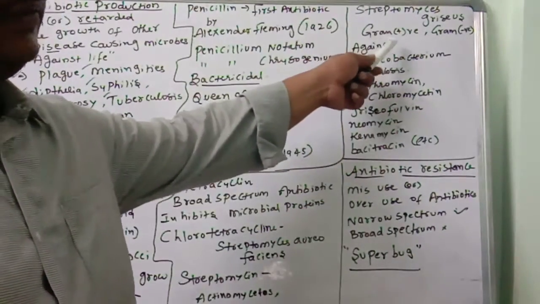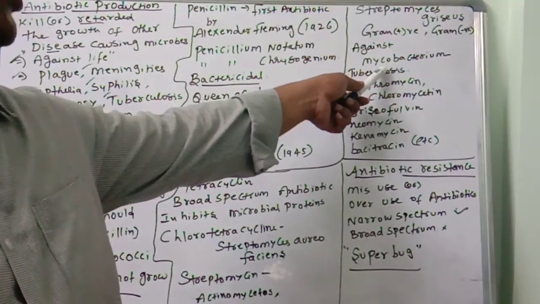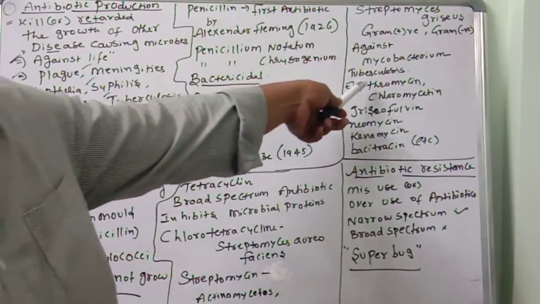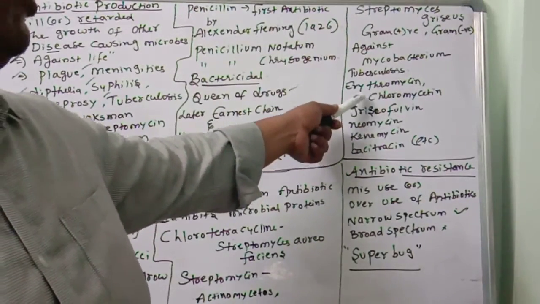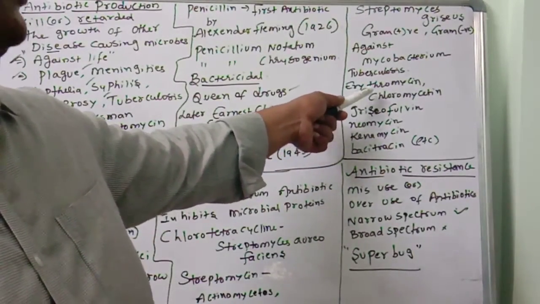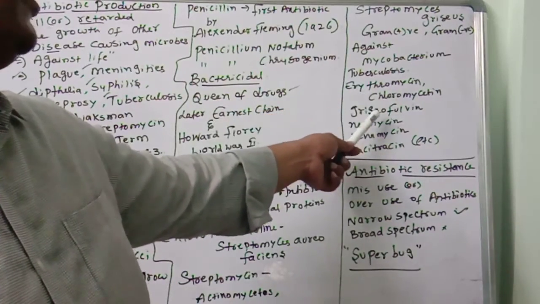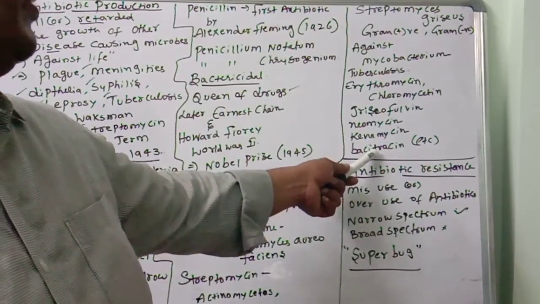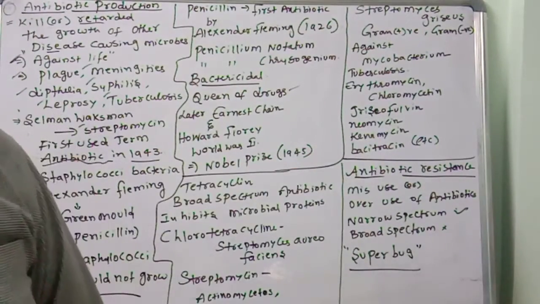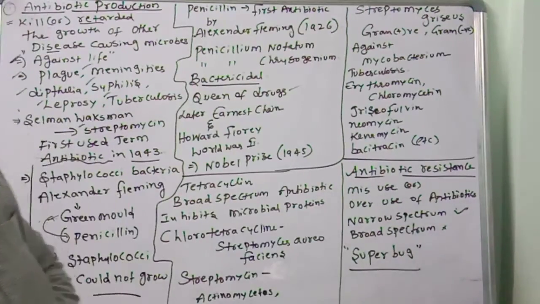They act against Mycobacterium tuberculosis, the TB-causing bacteria. Some more examples of antibiotics: erythromycin, chloromycetin, griseofulvin, neomycin, kanamycin, and bacitracin are the best examples for the antibiotics.